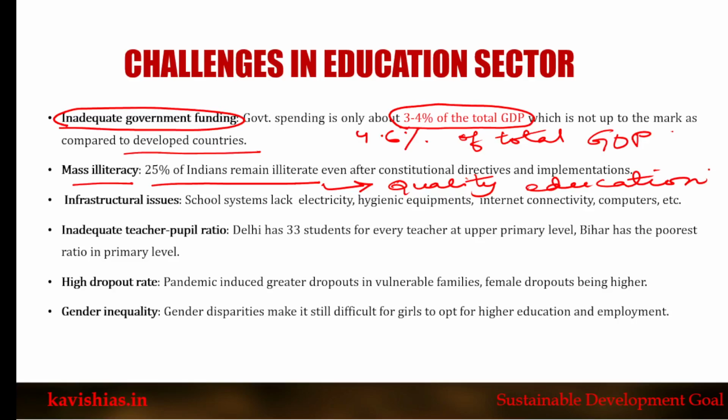Then there are other defects like infrastructural issues, where school systems lack electricity, hygiene equipment, internet connectivity and computers. Like we said, 50% of the primary schools do not have enough internet connectivity and computer systems. According to UNICEF reports, 50% of schools lack proper sanitation facilities, which also includes menstrual hygiene facilities for girls, and they also do not have good electricity.